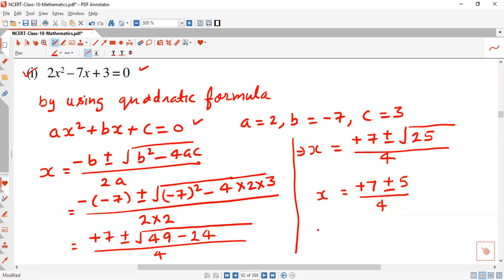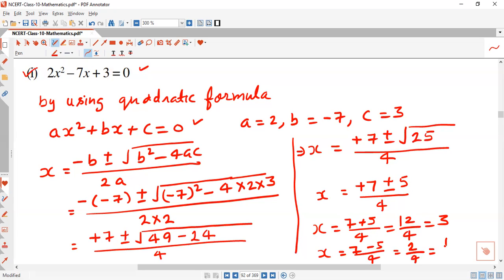So what the solution comes out is, when we take the positive sign, x comes out 7 plus 5 by 4, 12 by 4, which means 3. Second, when we take the negative sign, 7 minus 5 by 4, we get 2 by 4, so the solution is 1 by 2. So we are getting two solutions for this question, one is 3 and one is half, by using this quadratic formula.